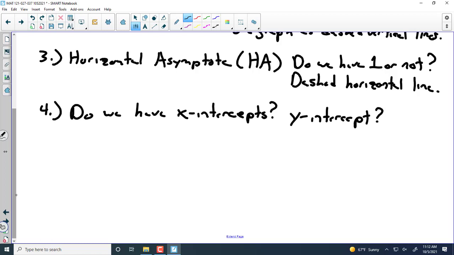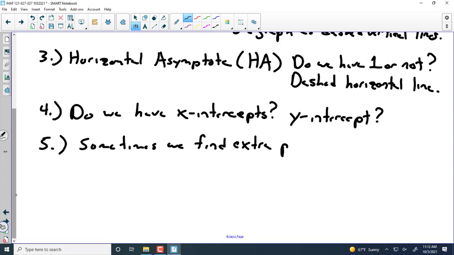Just like with polynomials, we are concerned about the x-intercepts, or the y-intercept if there is one. Sometimes we find extra points. And then we can graph it.